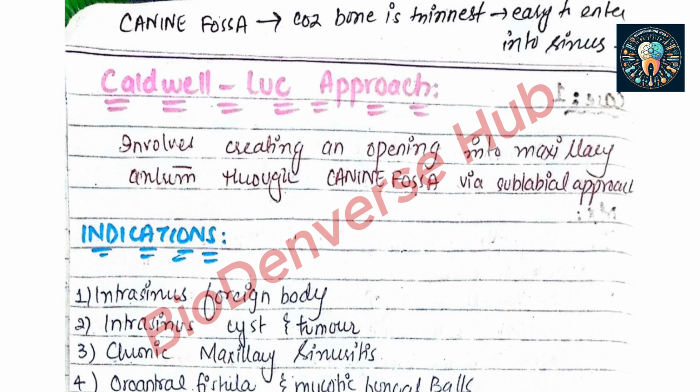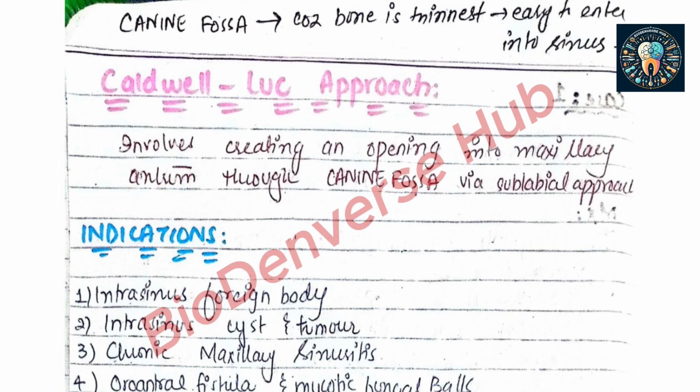canine fossa. We will be studying the indications and contraindications for the Caldwell-Luc approach, which basically creates an opening into the maxillary sinus through the canine fossa via the sublabial approach in order to extract root fragments that were displaced into the sinus, or any tooth that has been displaced into the sinus.